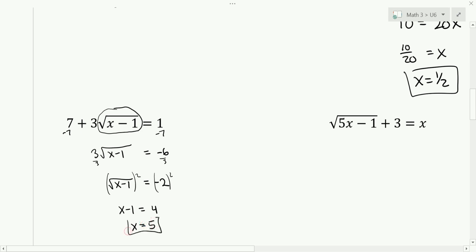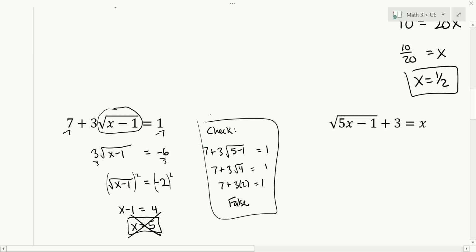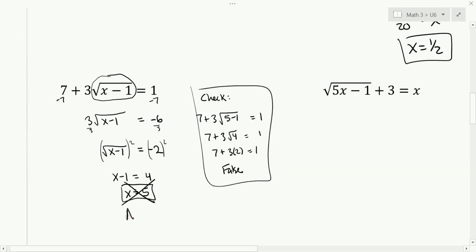And then you solve. And you get x is 5. And then you check it. 7 plus 3 times the square root of 5 minus 1. Is that really equal to 1? Let's check. So 7 plus 3 times the square root of 4. 7 plus 3 times 2. Is that going to equal 1? You can already tell it's not going to equal 1. So this is a false statement. So we've got to throw out that answer. Okay. So there's no solution because that was the only possibility and we threw it out.